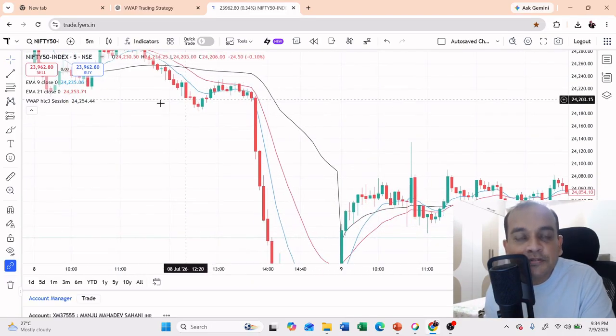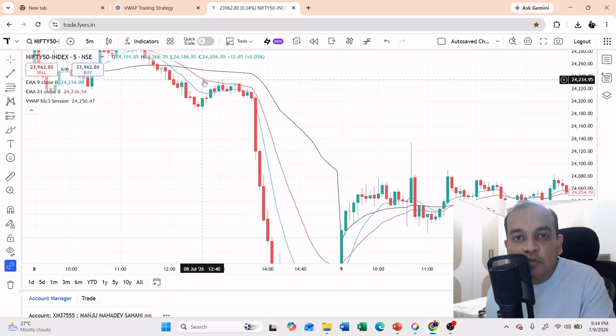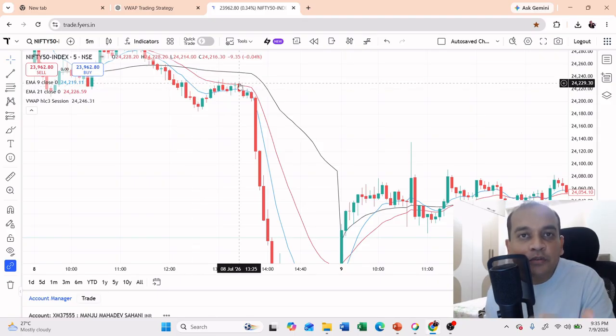Now what happens if there is a bearish signal? The bearish signal is very simple. The VWAP is here, the price is below the volume weighted average price, this line, and the slow moving line is above the fast moving line. The 21 EMA is above the 9 EMA. Then obviously you have to take a short position.